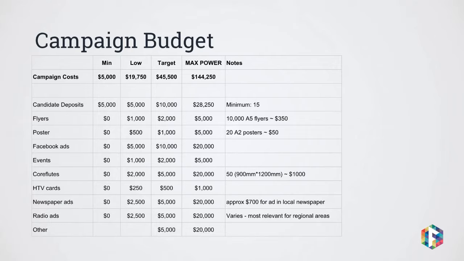So for example, a max power campaign would be where we run upper house candidates and lower house candidates in every district as well, which would be a really powerful campaign, having candidates on every single ballot sheet in the state.